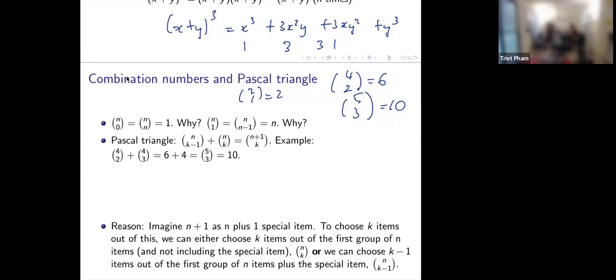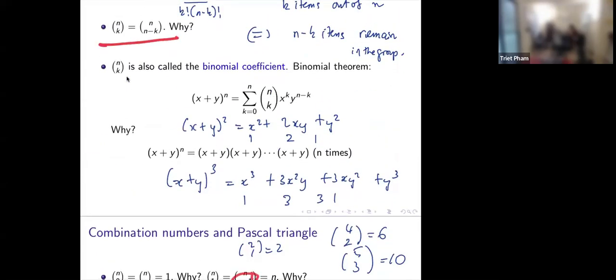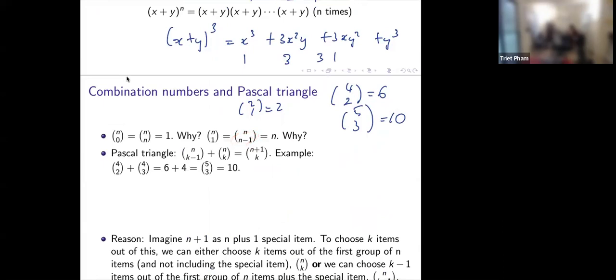Here, of course, how many ways can you pick one item out of n items? Well, n ways: item 1, item 2, up to item n. What about this? Well, you can either use the symmetric principle we talked about, or again, choosing n minus 1 items out of a group of n is the same as choosing one item to leave behind.